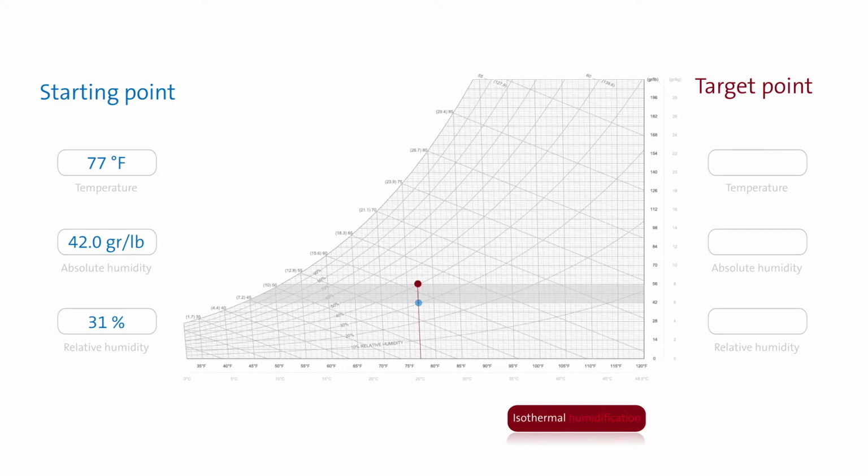At the target point, we'll reach an air condition of 77.9 degrees Fahrenheit, 56 grams of water per pound of air, and a relative humidity of 40%.